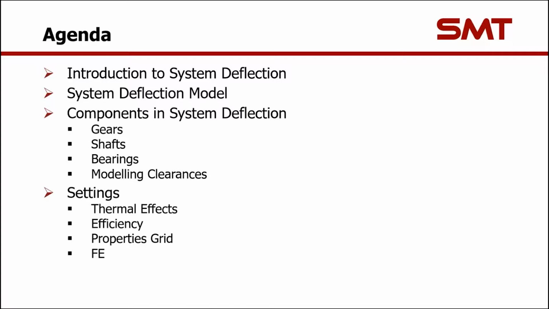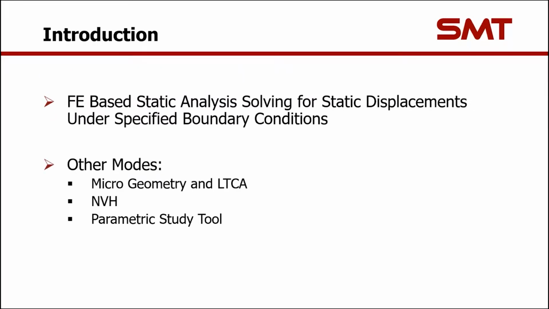So the first thing to look at is what is system deflection mode. It's an FE-based analysis that we have to look at the full system of your transmission under the boundary conditions that you've specified. It's also used in the microgeometry mode and the LTCA calculations, which then get fed into the MVH calculations, which would be very useful. And also it's used in the parametric study tool, so that you can vary other parameters to see how they affect your results.